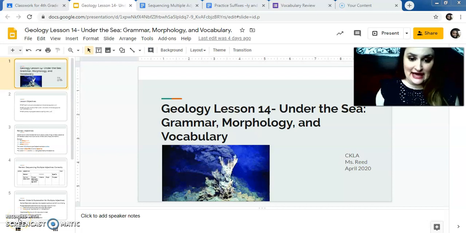Today is Wednesday, April 29th, and today you are doing lesson 14 of Geology. It's part 2. Today is mostly going to be a review of grammar, morphology, and vocabulary. Remember that we are nearing the end of the unit, so a lot of this stuff now is going to be a review of things that we have already done, specifically types of grammar and morphology that we've already done.